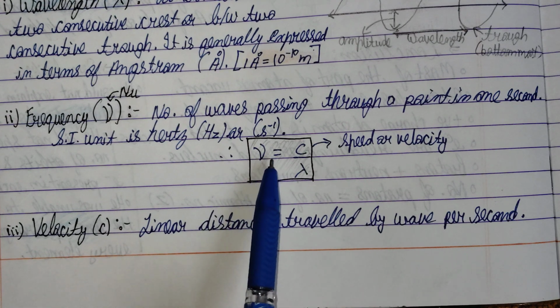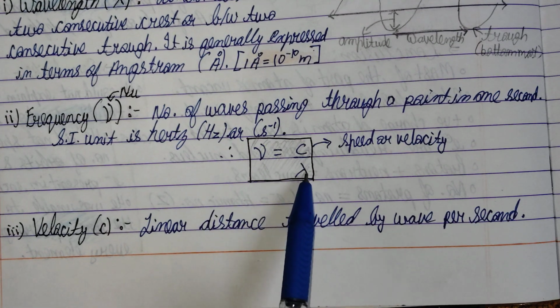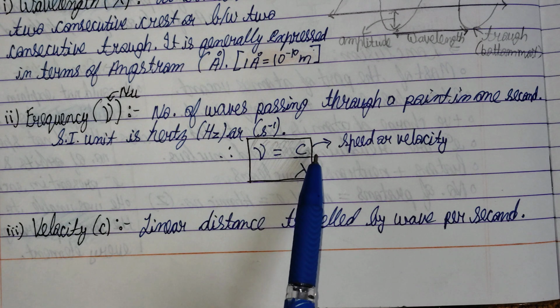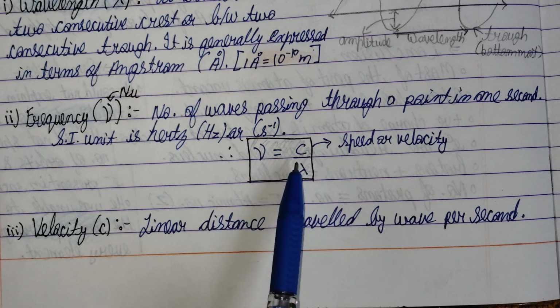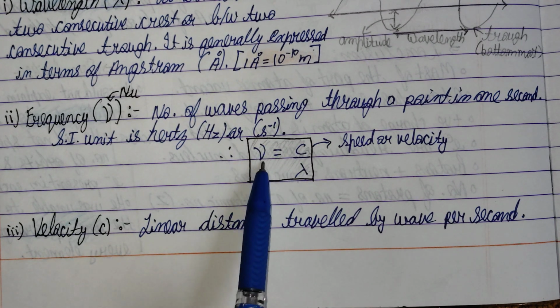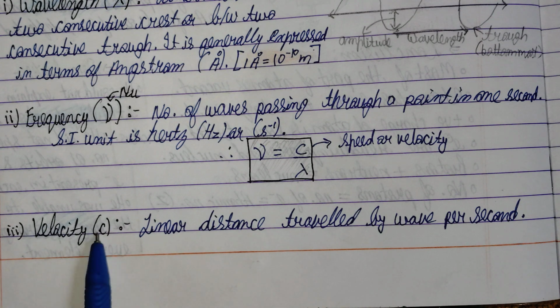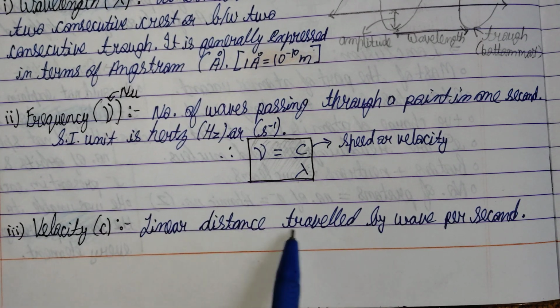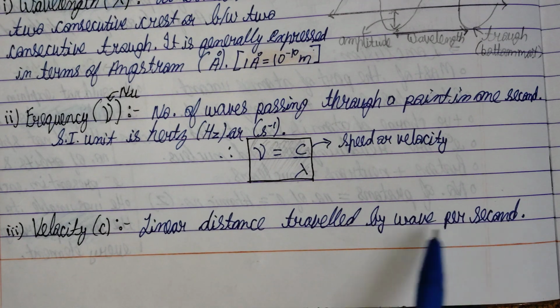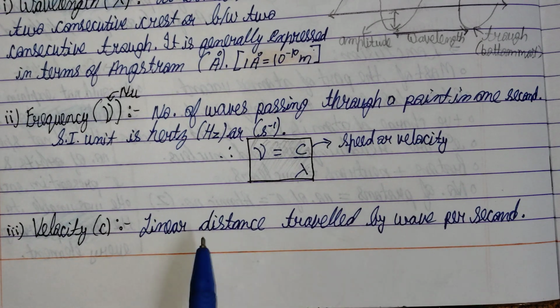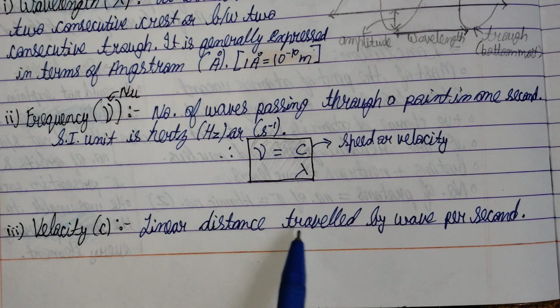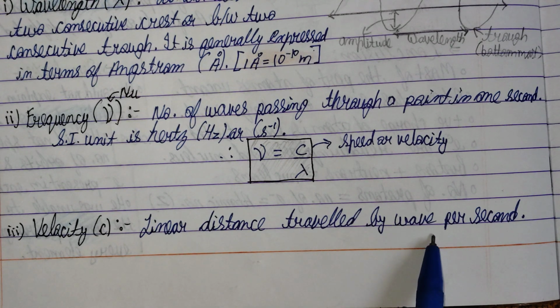So nu equal to c upon lambda. Lambda is wavelength, c is speed of light. So speed of light upon wavelength is called frequency. Next is velocity. Its symbol is c. Linear distance traveled by wave per second is called velocity. So velocity means linear distance traveled by wave in 1 second.